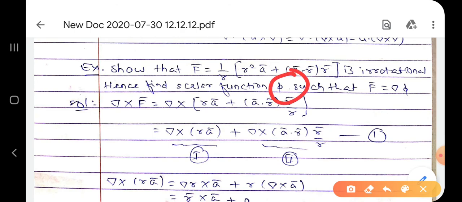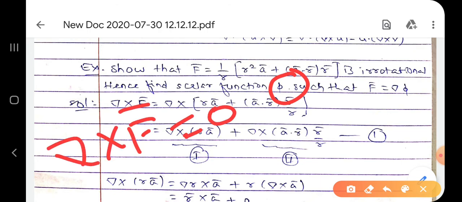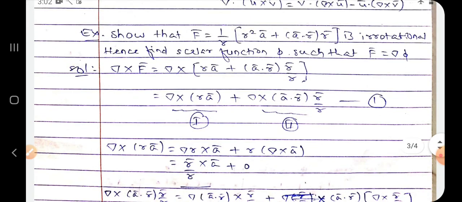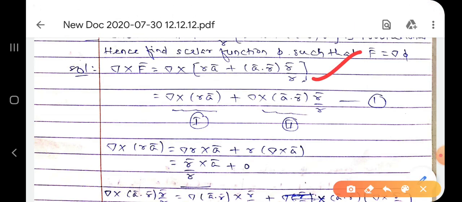Now for irrotational, we have to show del cross f bar equal to 0. And generally we use the determinant method. But what has happened here? There is no xyz given, so we can directly solve it. We take del cross f bar. So del cross, multiply this 1 upon r inside the bracket. So I get r a bar plus a bar dot r bar r bar upon r. Clearly, this is our f bar.